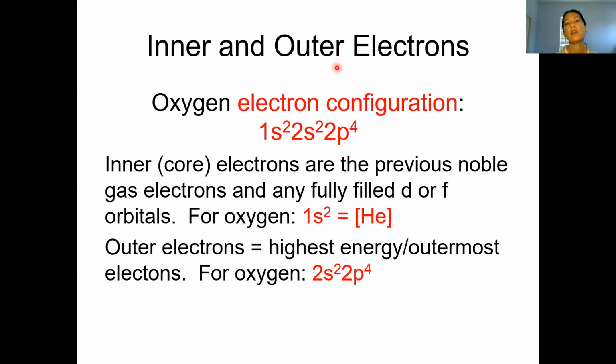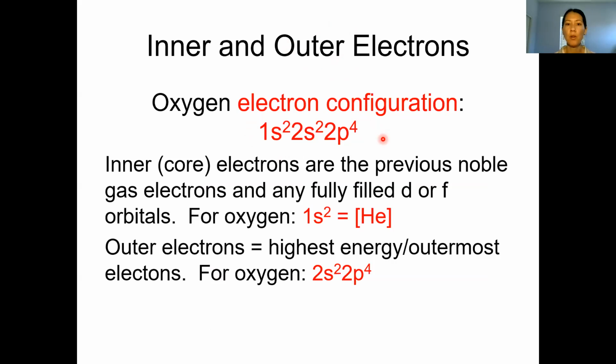Sometimes we identify inner and outer electrons. The inner electrons are the core electrons that aren't very reactive. The outer ones are more interesting. Sometimes we also call those valence electrons. Those are the ones involved in bonding and are more reactive. So we've already gone through the electron configuration of oxygen. It's shown here. What are the inner electrons? Basically, the inner electrons are the core electrons, everything up to the previous noble gas.